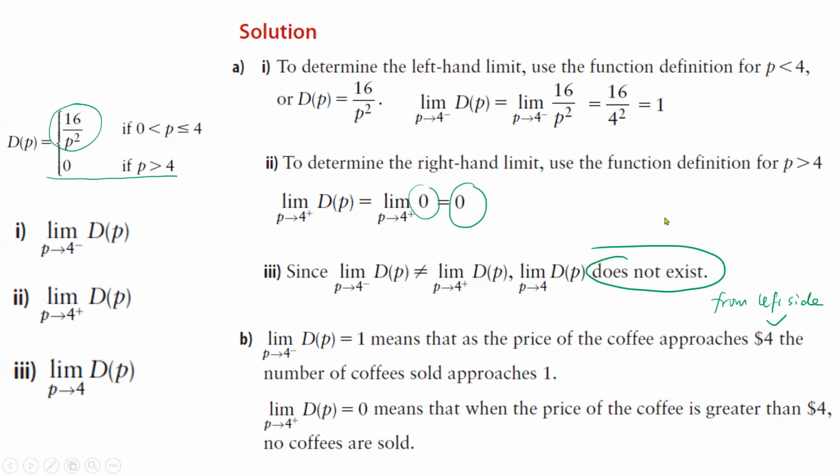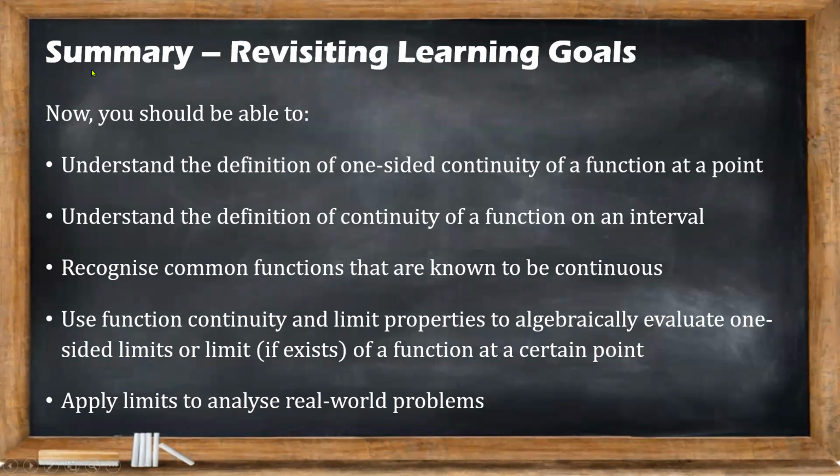Okay, if you have no questions, let's do a quick summary by revisiting our learning goals for today. So after this lesson, now you should be able to understand the definition of one-sided continuity of a function at a point. Then understand the definition of continuity of a function on an interval, whether it's an open interval or a closed interval. We have learned the concept of continuity on an open interval yesterday, right? And today we have learned the definition of continuity of a function on a closed interval.